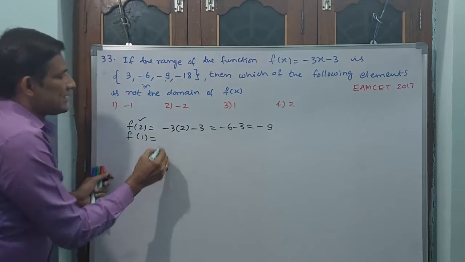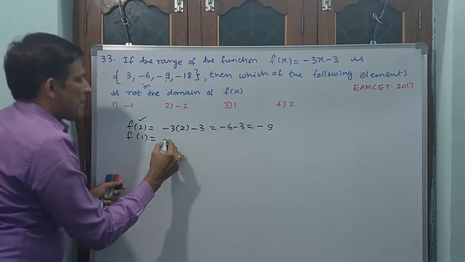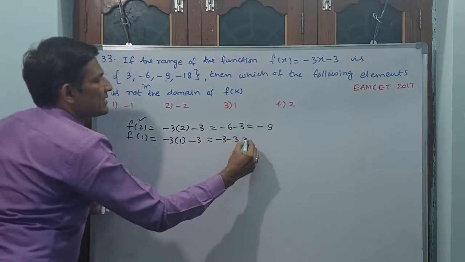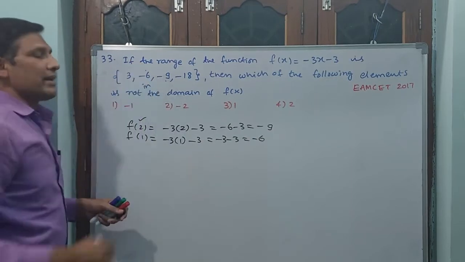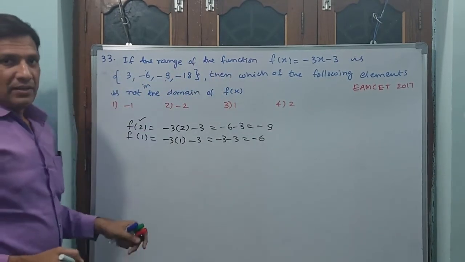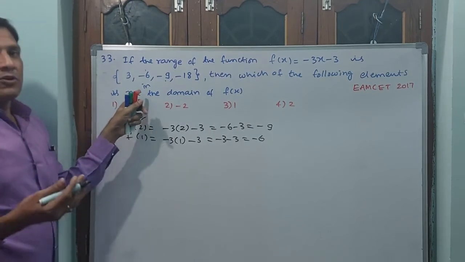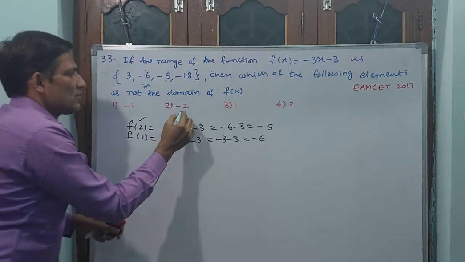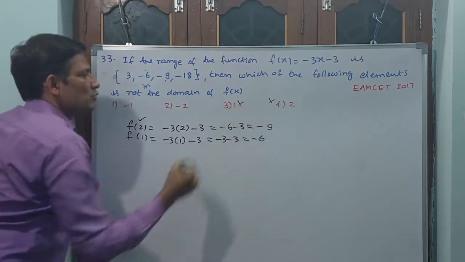f of 1 means minus 3 into 1 minus 3, that is equal to minus 3 minus 3, that is equal to minus 6. Minus 6 is there. That means f of 1, that means 1, is also in the domain. But they are asking which is not in the domain. That means 1 is in the domain, that is why you should not pick 1.